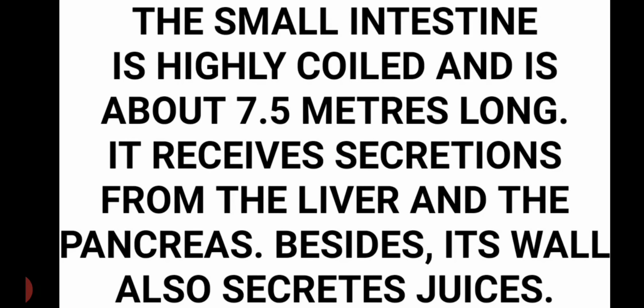Now the small intestine is highly coiled and it is about 7.5 meters long. It is longer in herbivores and shorter in carnivores because herbivores eat cellulose, and cellulose takes more time to digest as compared to flesh. That is why it is longer in herbivores and shorter in carnivores.